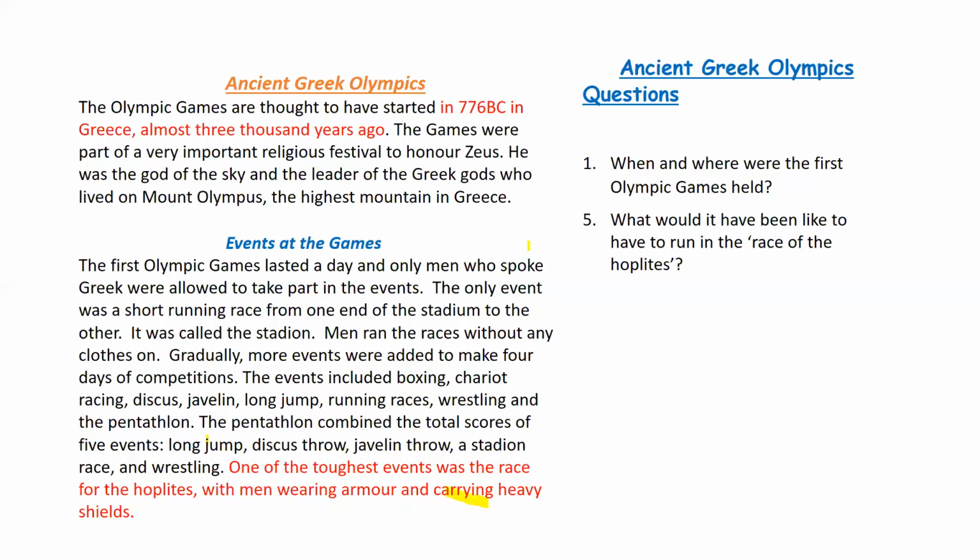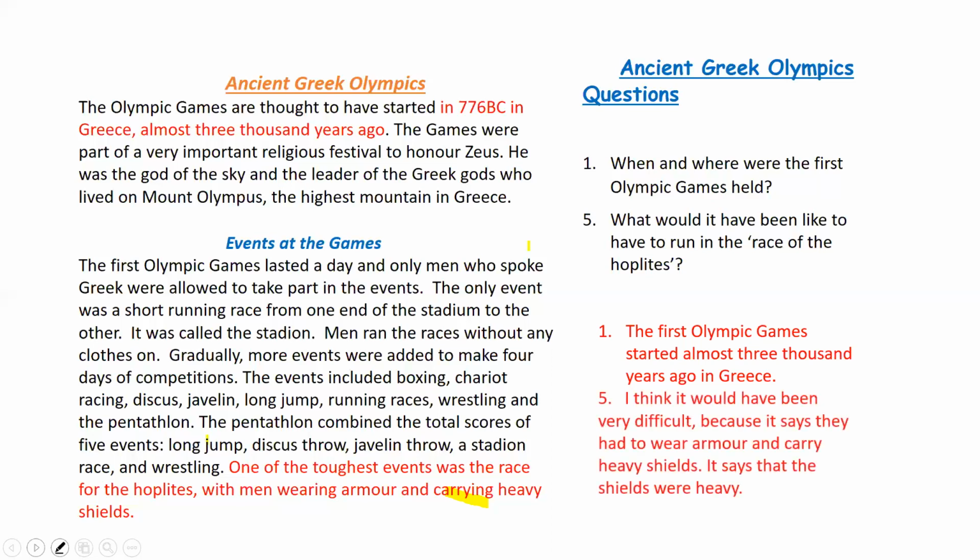So let's have a look at my answers. I've said for number one, the first Olympic Games started almost 3,000 years ago in Greece. I've answered when and where. And then number five, I said, I think it would have been very difficult because it says they had to wear armor and carry heavy shields. It says that the shields were heavy. So I've answered the question. I've said what I think it would have been like to run the race, and I've given some evidence from the text to back up my answer.